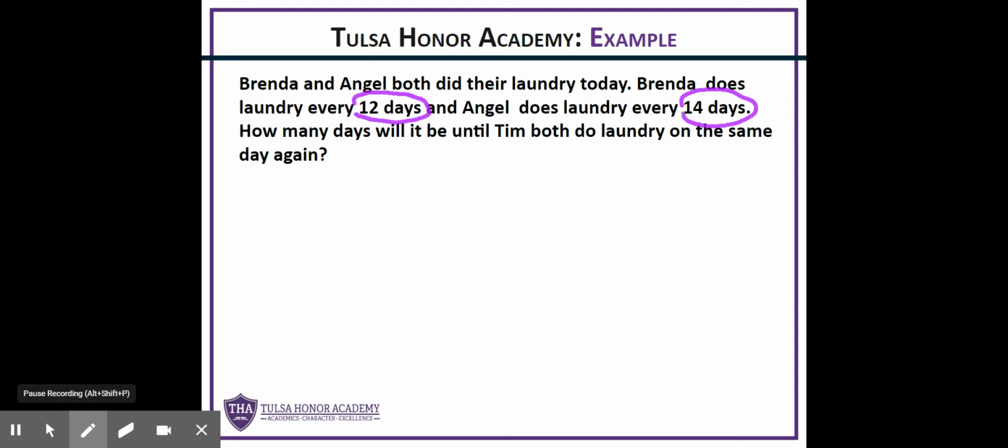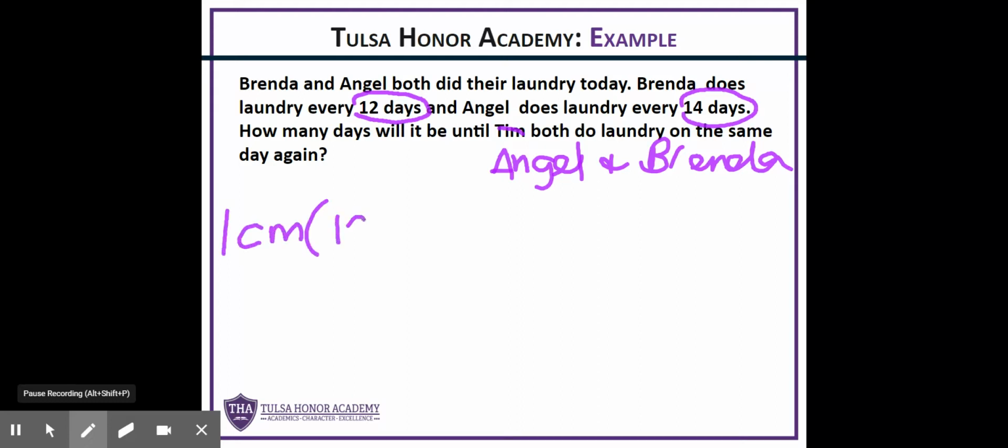How many days will it be until, I don't know why it says Tim, but let's just say Angel and Brenda both do laundry on the same day again. So in this, we're looking for the lowest common multiple of 12 and 14.